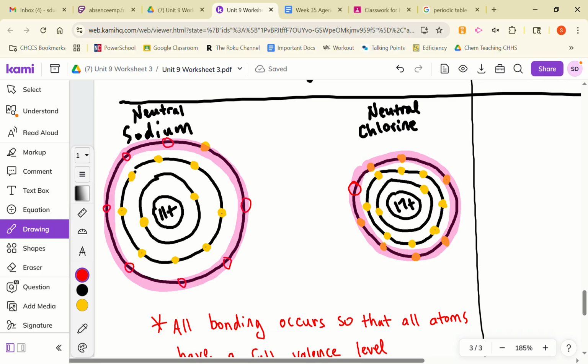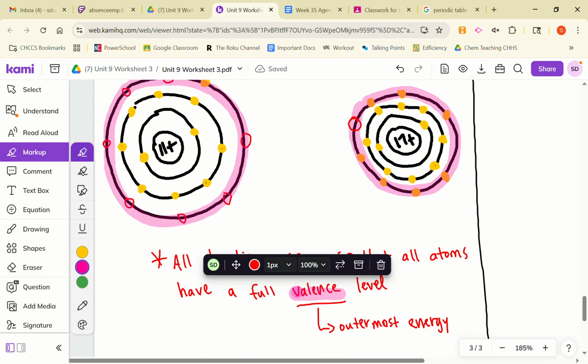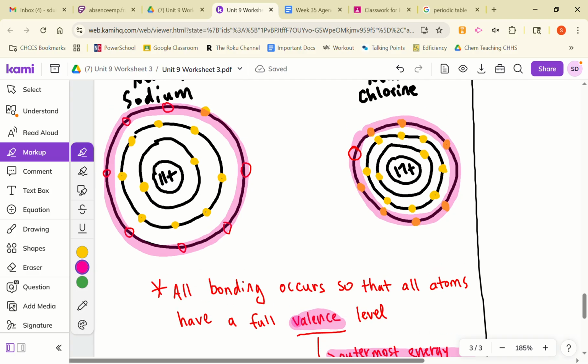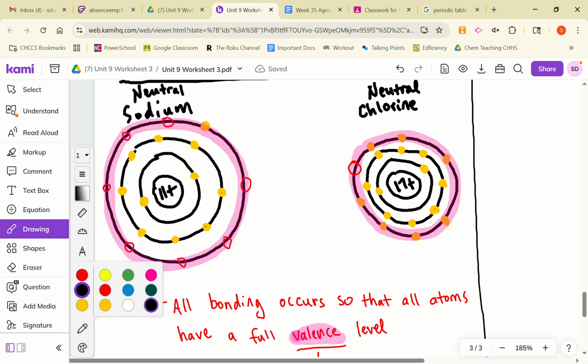And so we see that both neutral chlorine and neutral sodium have empty spots in their valence level. Remember, valence means the outermost energy level. That's the pink energy level that I just highlighted. So what's going to happen? What's going to happen is this. Let me use green.